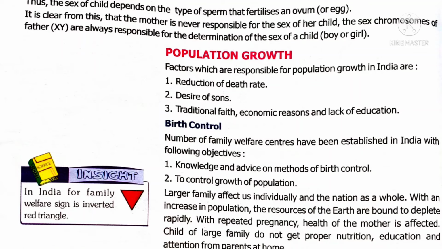We know that population causes much damage to the environment because the resources of the earth will be used up by this increase in population. So there will be a lack of food and also pollution will increase. The second thing is that with repeated pregnancy, the health of the mother is also affected. Also, children of a larger family do not get enough nutrition, enough food, enough education, and they will not get any attention from parents at home because of the large number of children in their family.